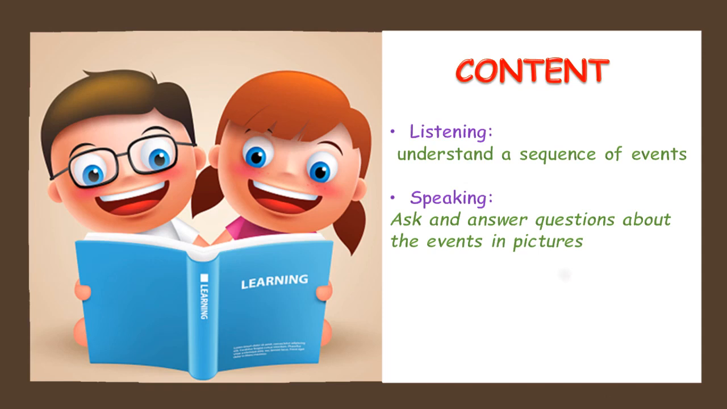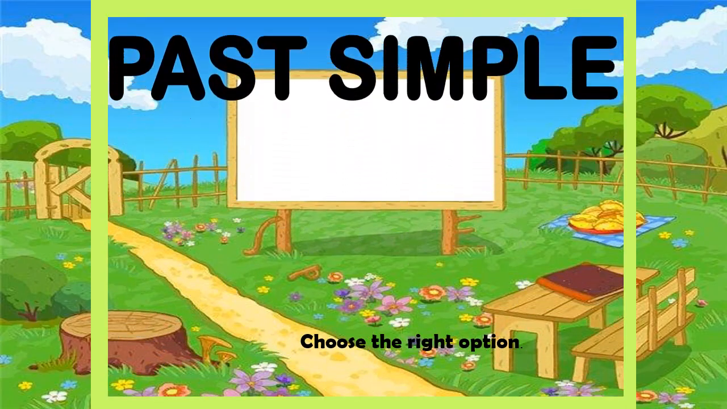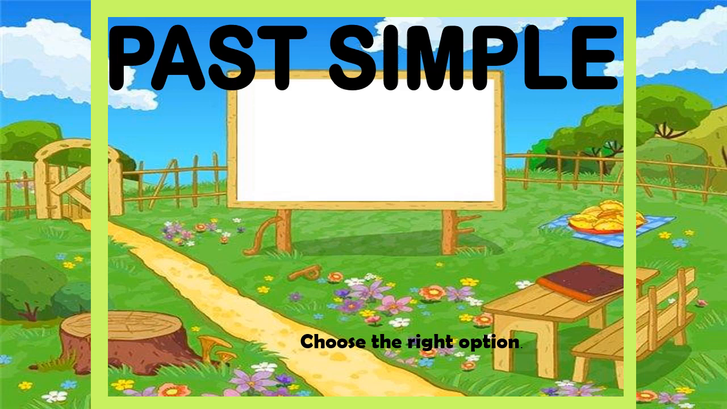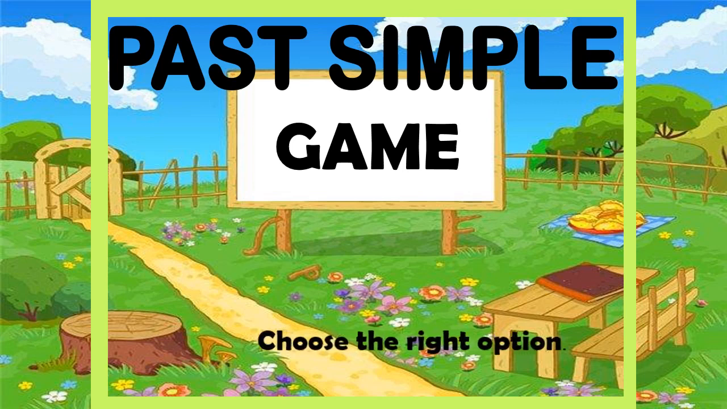In this lesson, we are going to listen and understand a sequence of events. We also ask and answer questions about the events in pictures. First, we will review past simple tense. I have a game for you. You will read the sentence and you choose the right option. Are you ready? Let's go.